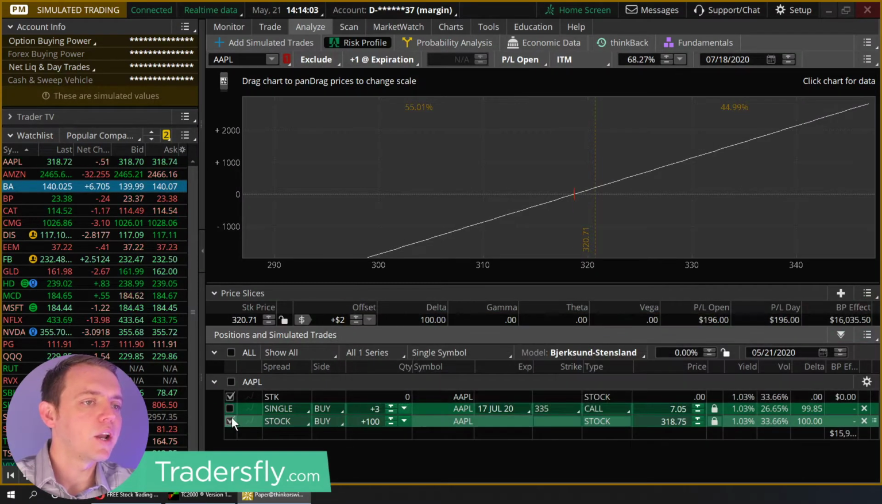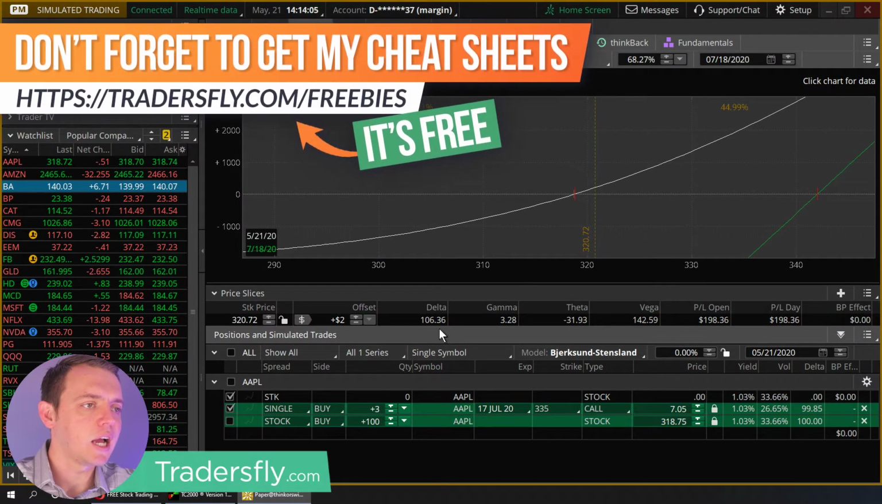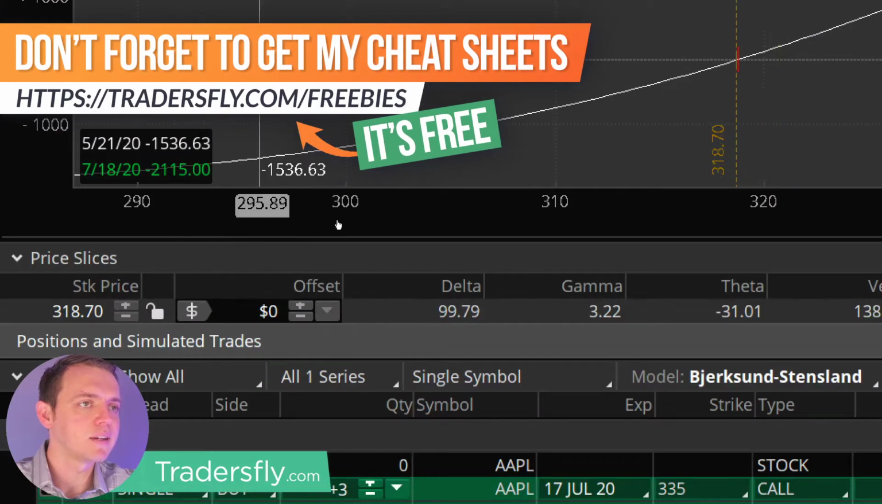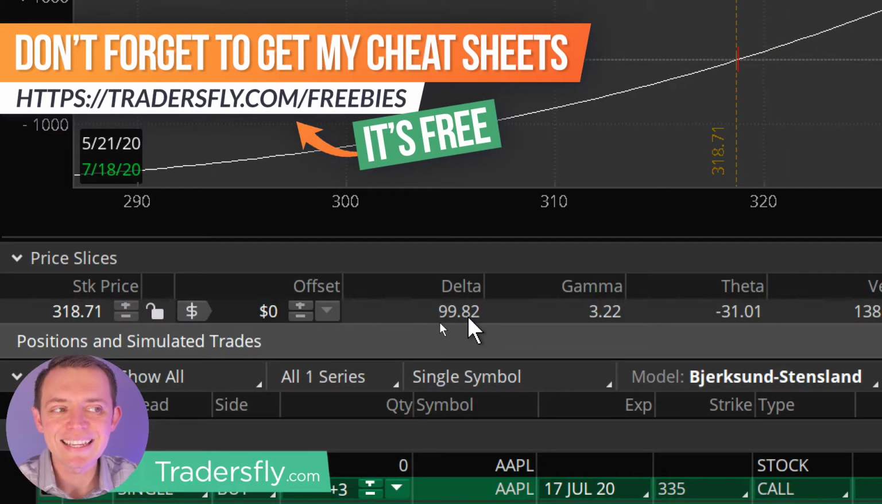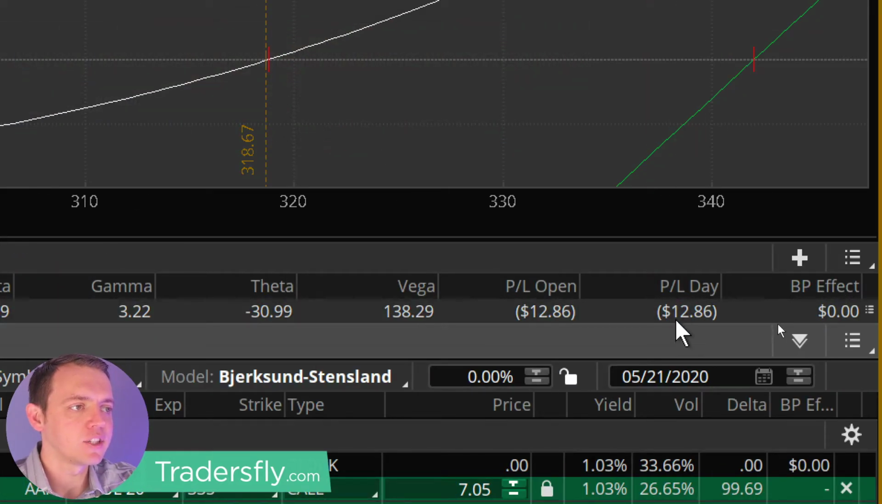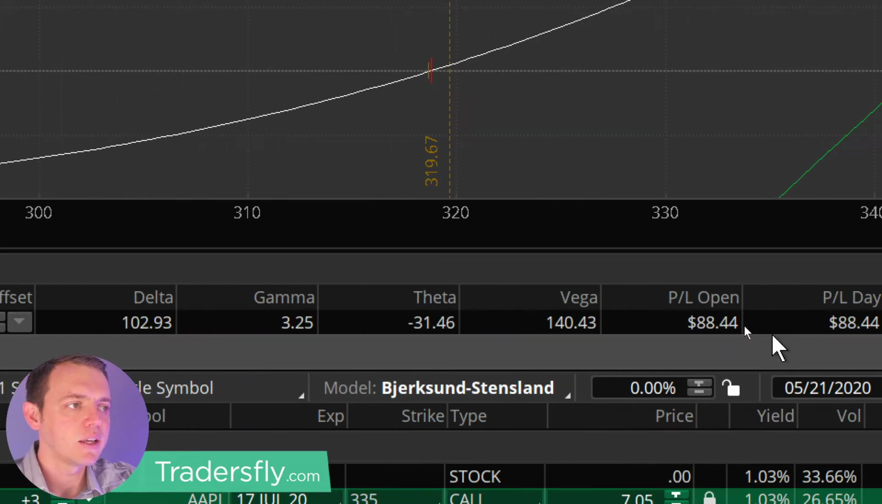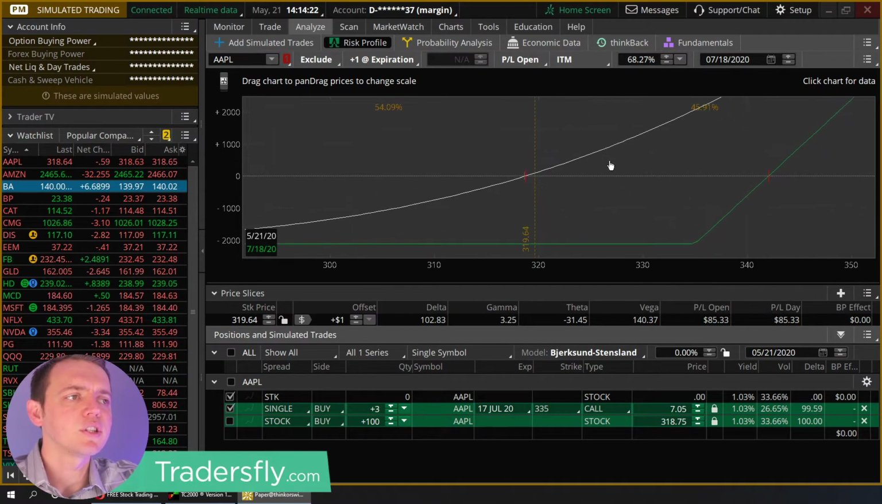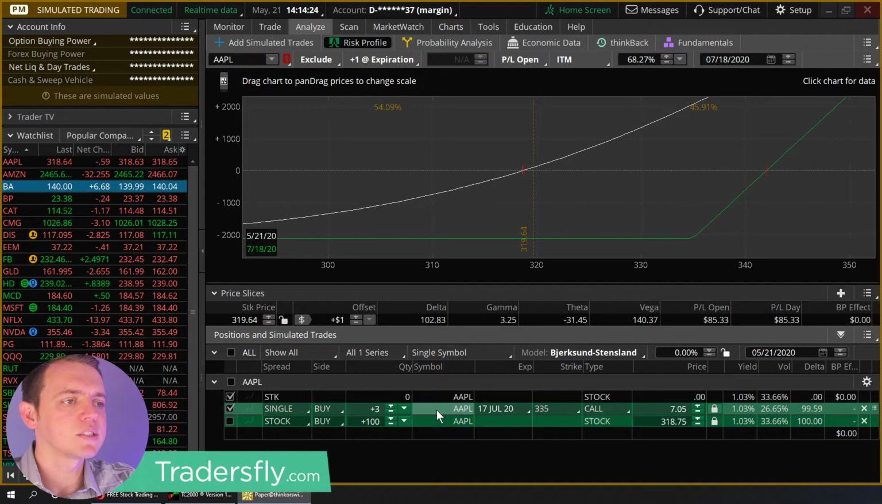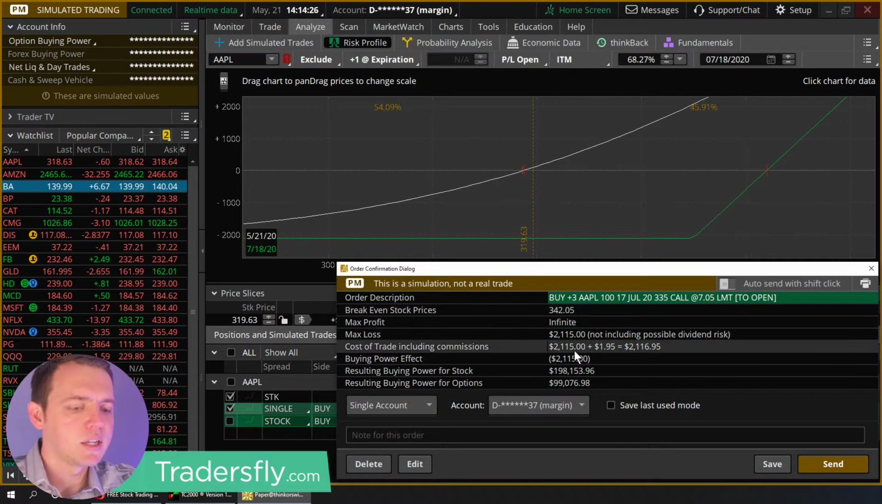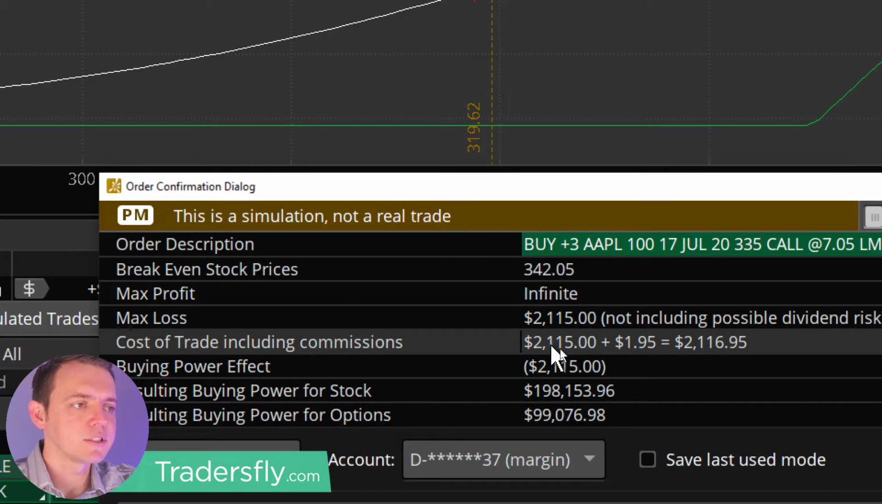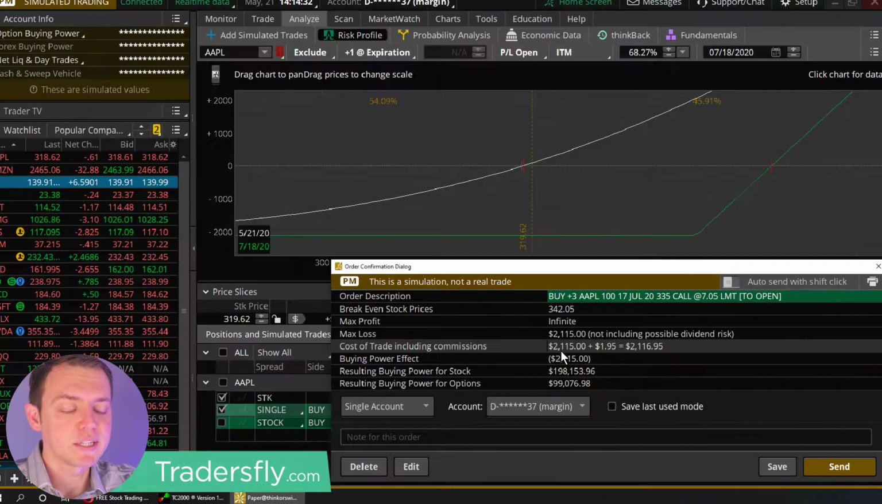Now, if you wanted to do this in options, I mimicked my delta, which is very similar, 99 delta, very similar to 100. We're starting out with a negative. If it goes up $1, it's the same thing. You make about $100. So it's very close to the stock, but how much does this cost me? Well, look at this. Instead of $32,000 or so, this cost me $2,000. So a lot cheaper to get the same exposure.